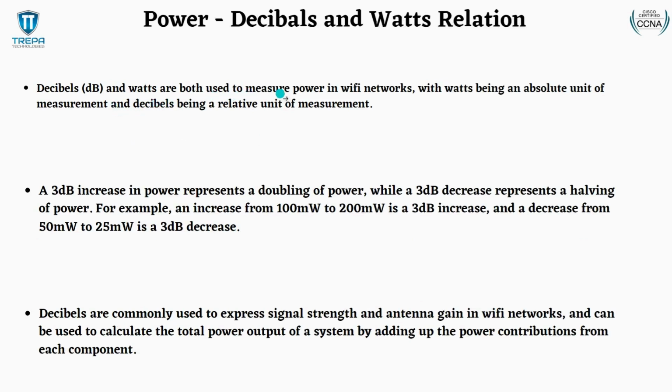So decibels and watts are both used to measure power in Wi-Fi networks, with watts being the absolute unit of measurement and decibels being a relative unit. So what do we mean by this? Well, when we want to increase power, there's an increase in power. If we increase it by 3 decibels, that's doubling. If we increase it by 10 decibels, that's times 10. And that's how we determine the relative power of our Wi-Fi signal.